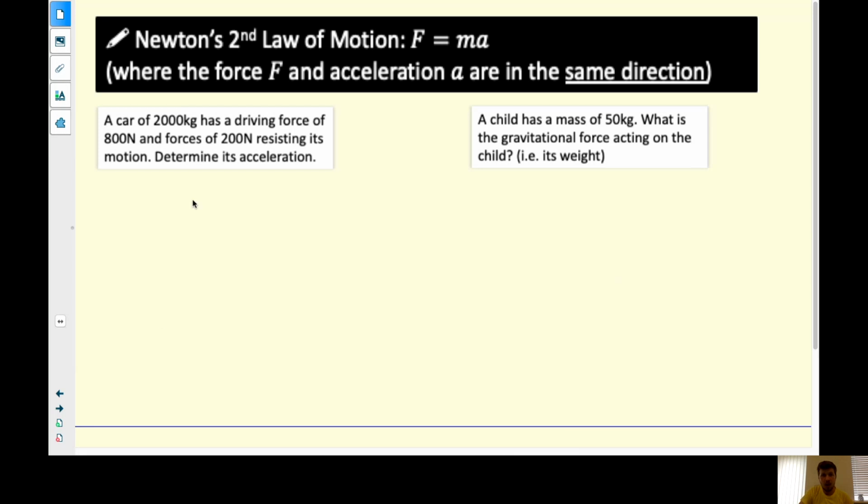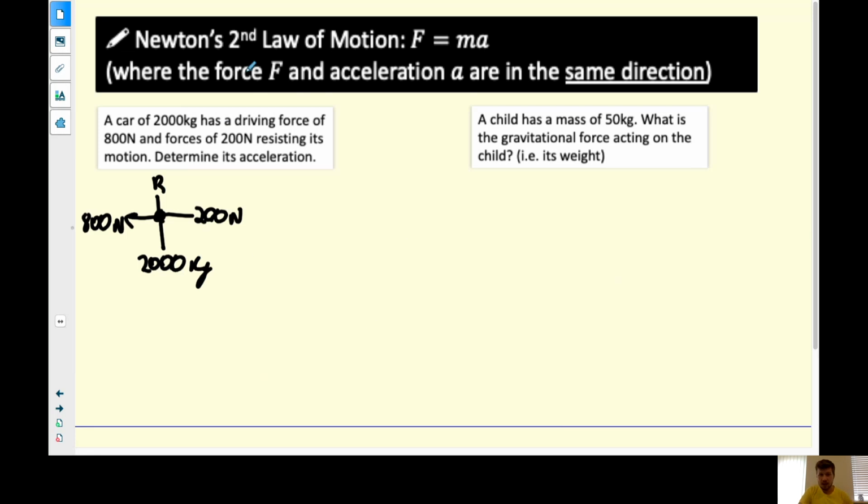So a car of 2,000 kilograms has a driving force of 800 newtons and a force of 200 newtons reducing its motion. Determine its acceleration. Well, I'm first of all going to just have a look at this system and see what's happening. So I've got a mass of 2,000, and that's got a resultant force, and I've got 800 newtons pushing it forward and 200 pushing it back.